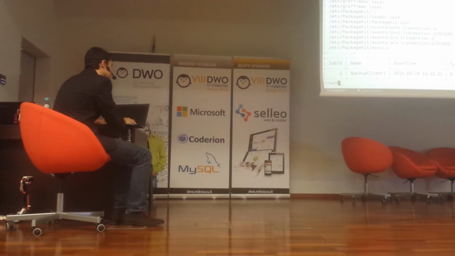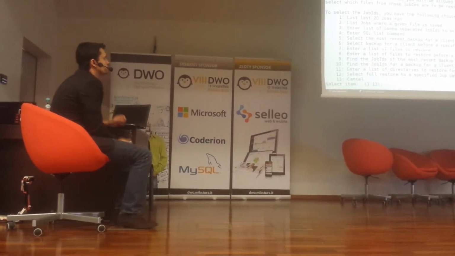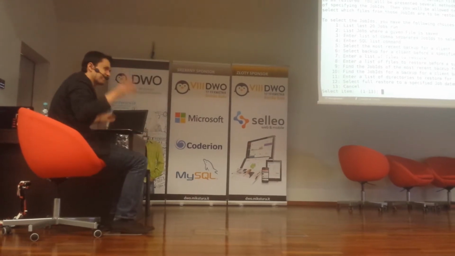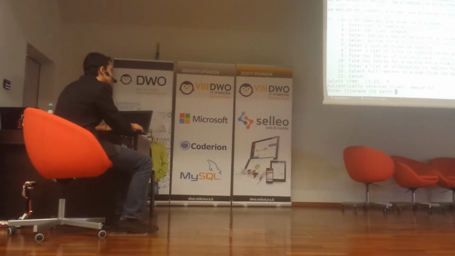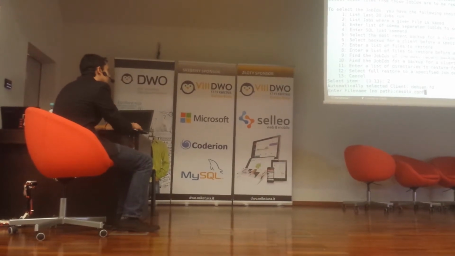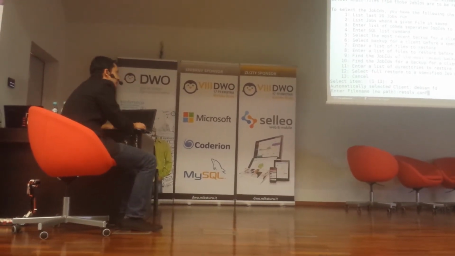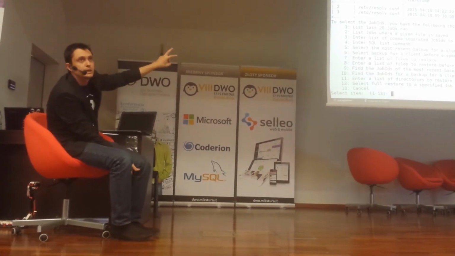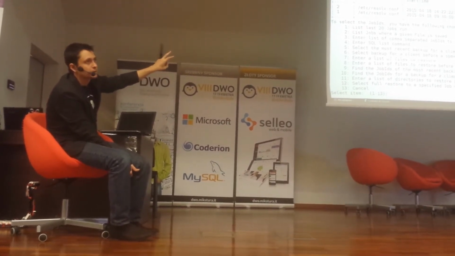And for restore, there are several good options also. I could use option 2, that is kind of a find, okay? I can just type, I don't know, any file name, and it will show me the backups that contain that file, okay?